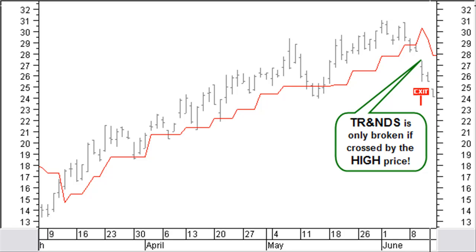An easy but effective way is making use of the high price. We will not close a long position when the TRENDS trailing stop is broken by the closing price, but only when broken by the high price. Look here at TRENDS in action in an up move.